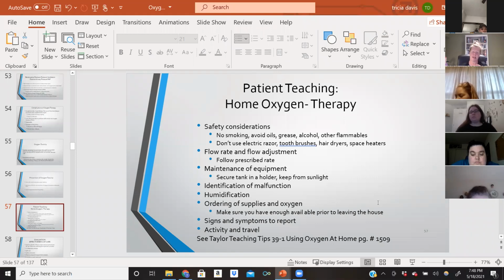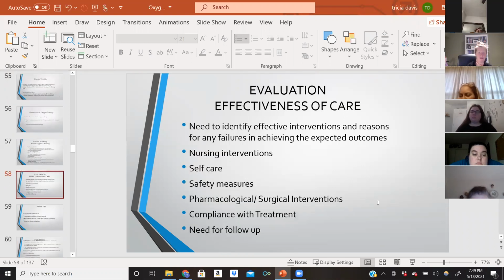And then again, signs and symptoms to report to the doctor if their breathing gets worse, if they feel like the oxygen isn't sufficient. And then just teach them, sometimes if they're going to travel, we can give them a travel bag that they can carry instead of that big canister, because it can be not very easy to travel with that. And there's a lot more tips on page 1509 if you guys want to read it.